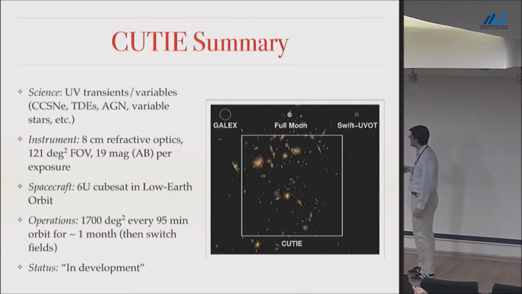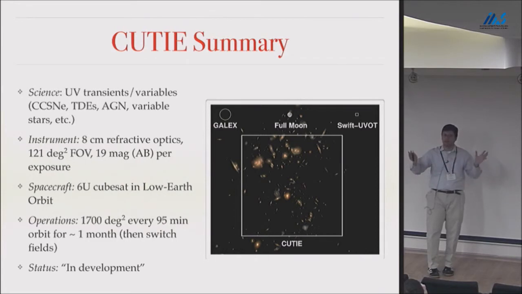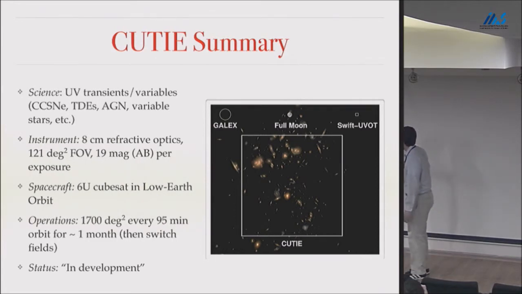Just for comparison, this is the field of view of GALEX, this is the field of view of Swift UVOT. This really would be the first time of doing wide field imaging in the ultraviolet. It's a 6U spacecraft, so actually 6 of those 1U units, in a low Earth orbit. And the nominal survey strategy would be to survey, let's say, 1,700 degrees squared every 95-minute orbit or so.